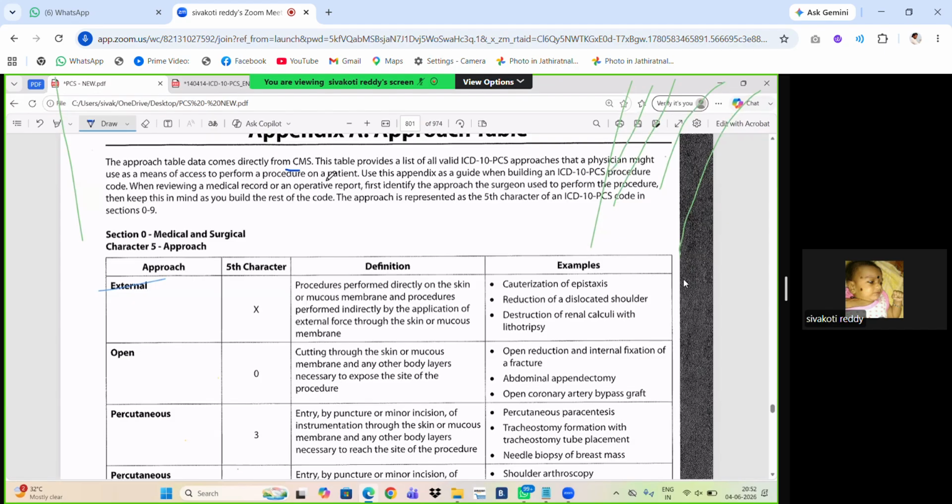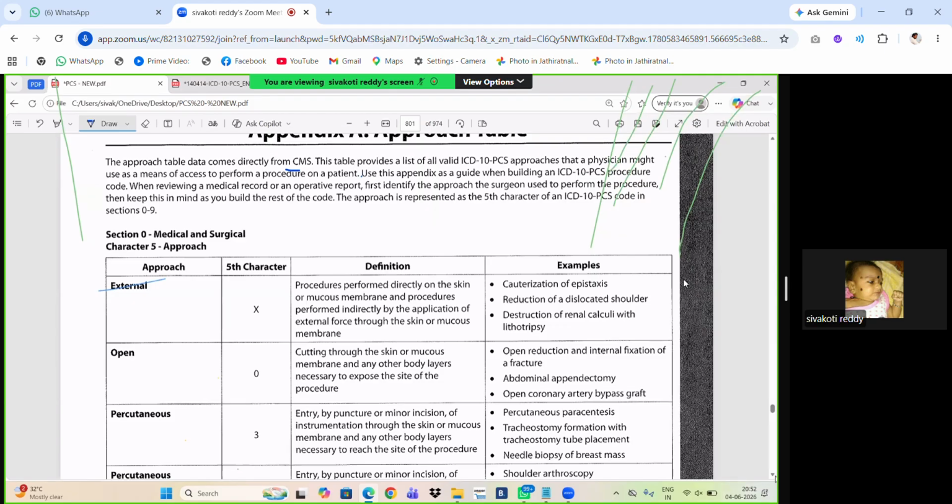This table provides a list of all ICD-10 PCS approaches that might be used as the means of access to perform a procedure on a patient. Any one approach they will use to complete the procedure. Sometimes they will use two approaches. If it is not possible to perform in a single approach, they will take another approach also.